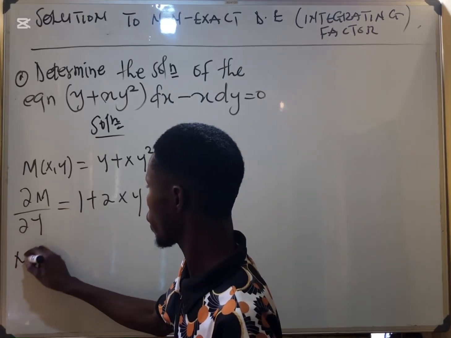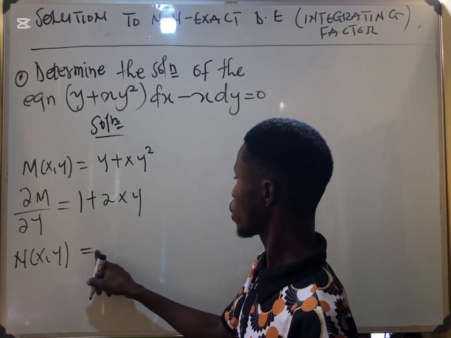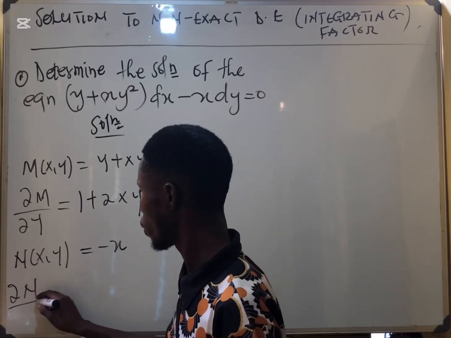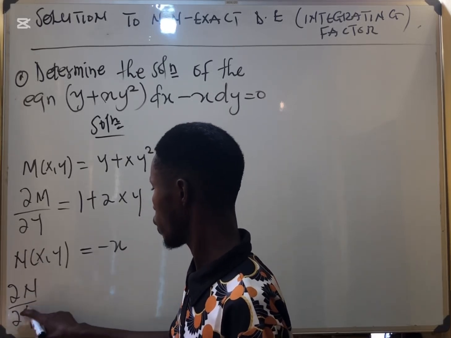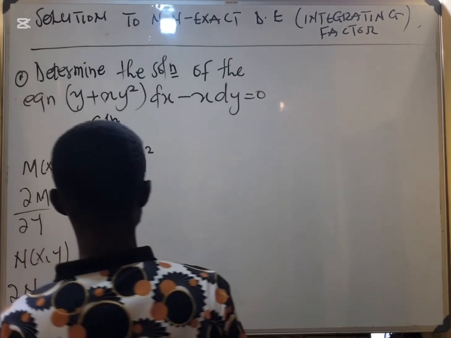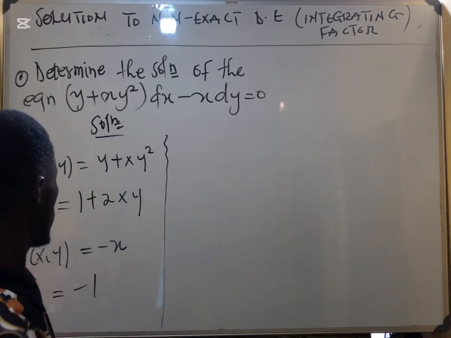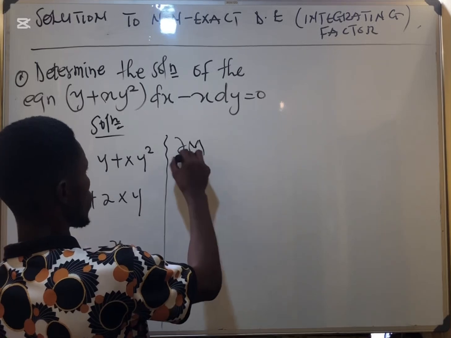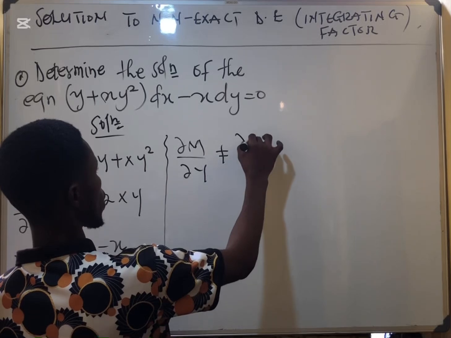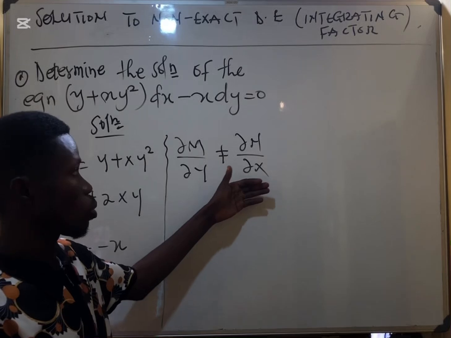And I'm going to have N in terms of x and y. N is negative x. If I differentiate this with respect to x, I'll have negative 1. So you will notice that delta M over delta y is not equal to delta N over delta x. When it's happening like this, then we say that it is not exact.